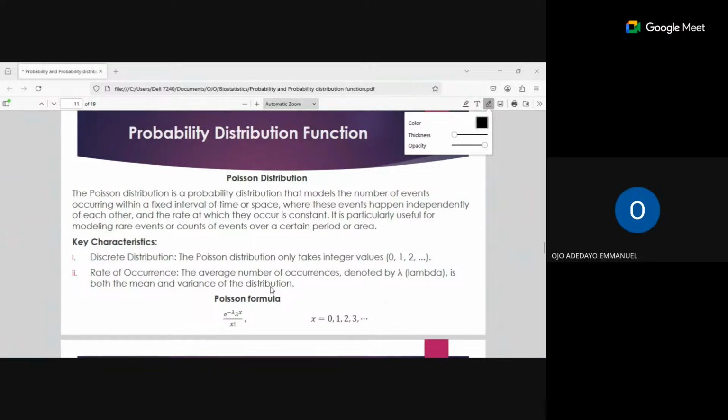That is for that. Now let's quickly go to that. The Poisson distribution is the probability distribution that models the number of events.